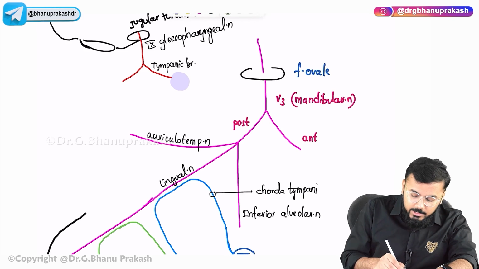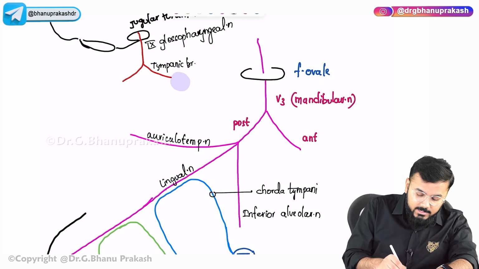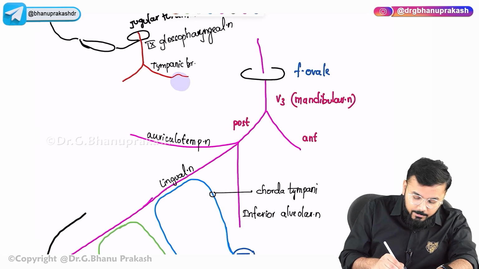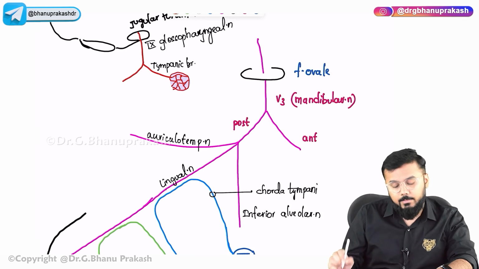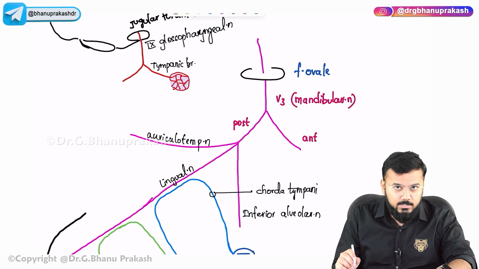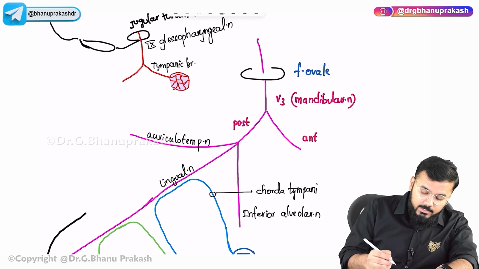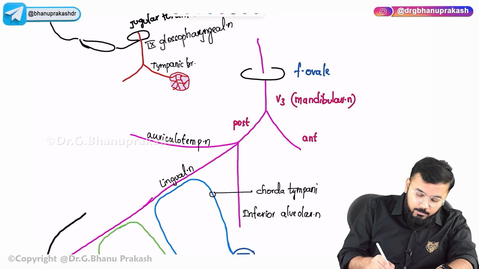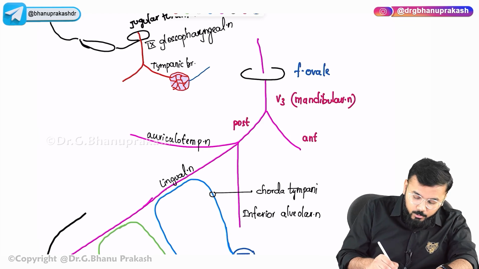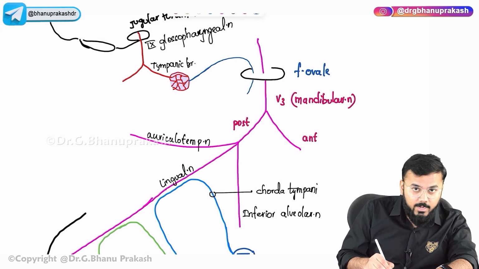What is this tympanic branch going to do? This tympanic branch is going to form a plexus here. The plexus formed by this tympanic branch is called the tympanic plexus. Now from this tympanic plexus you see postganglionic fibers. The postganglionic fibers running out of this tympanic plexus enter this foramen ovale, right?